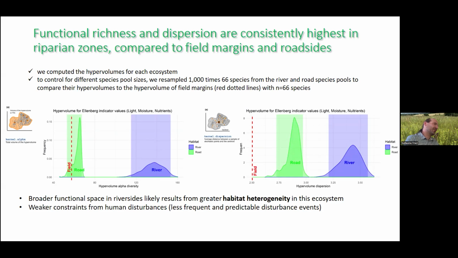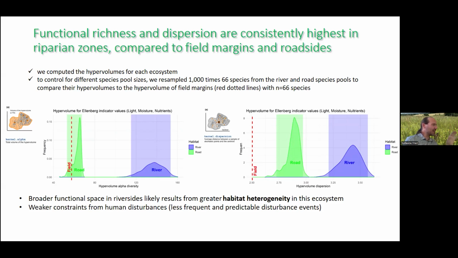And for the functional dispersion, again, the river has the highest functional dispersion, but this time the species pool from the roadside was higher than that of field margin. So this suggests that for a similar volume between field margin and roadsides, species in field margin are probably more functionally convergent in a part of the hypervolume with a few outliers.